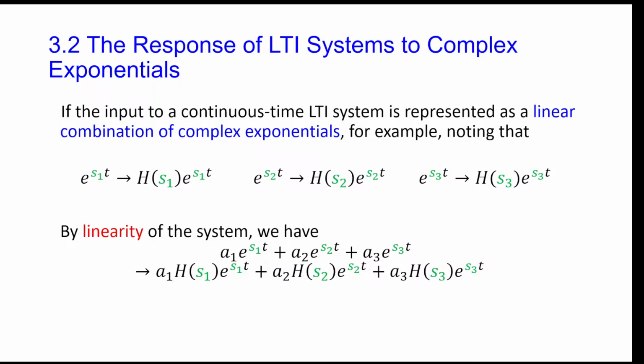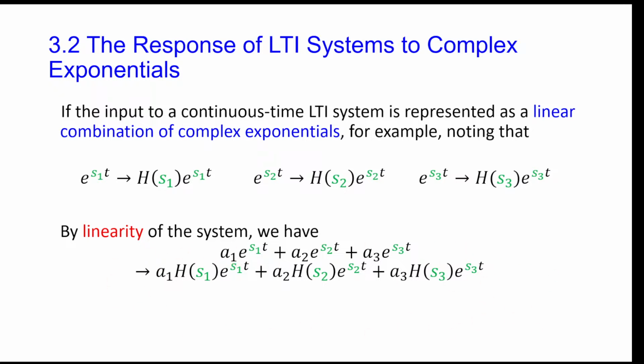As we derived before, for e to the s1t as an input to our LTI system, the output will be H of s1 times e to the s1t. For e to the s2t, the output will be H of s2 e to the s2t. And for e to the s3t, the output will be H of s3 e to the s3t. So if our input is a linear combination of those three things, a1 e to the s1t, a2 e to the s2t, and a3 e to the s3t, then the output can be written really fast.